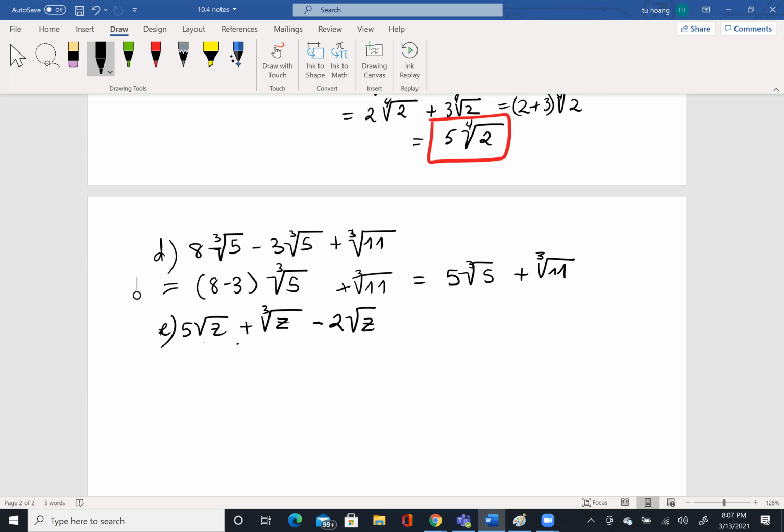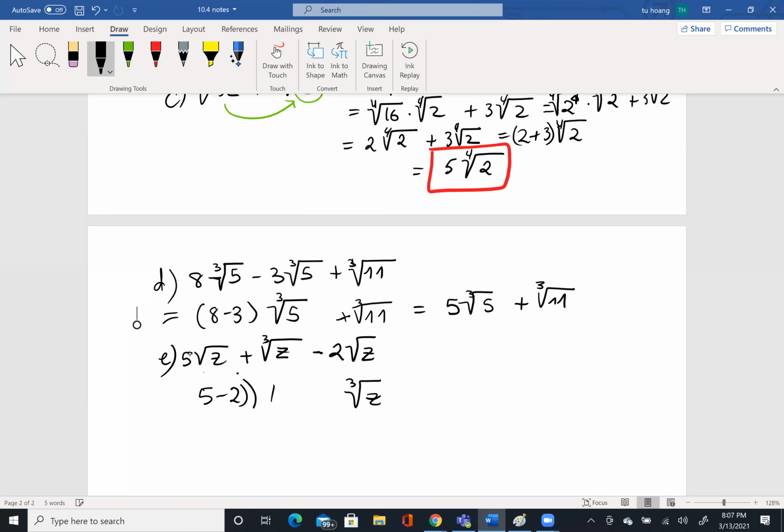And also it has a different index, so you cannot do anything with that. So cube root of Z is going to stay. And you have 5 square root of Z minus 2 square root of Z, which is going to be 5 minus 2, because it is like radical, so you can combine the square root of Z and plus this. So that gives you 3 square root of Z plus cube root of Z. The answer should be it.